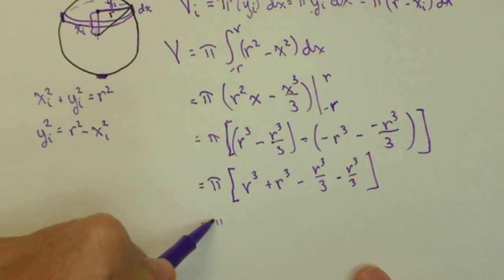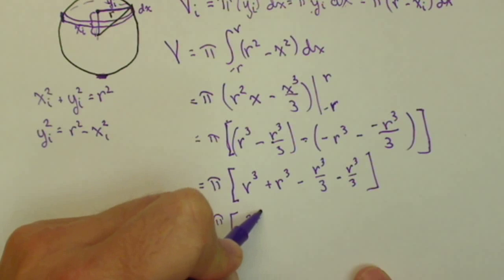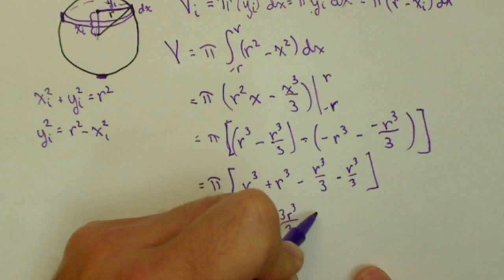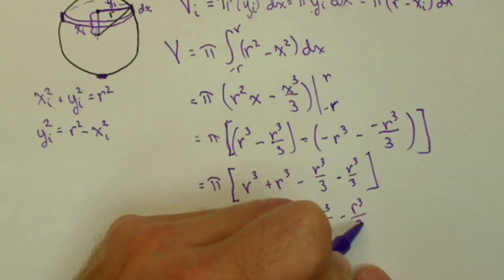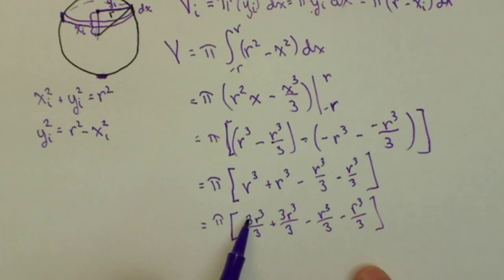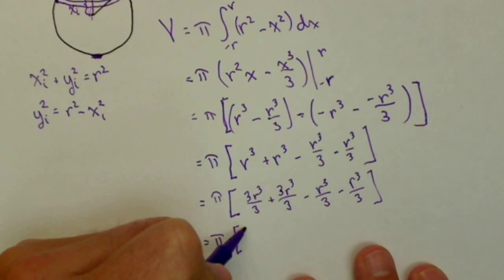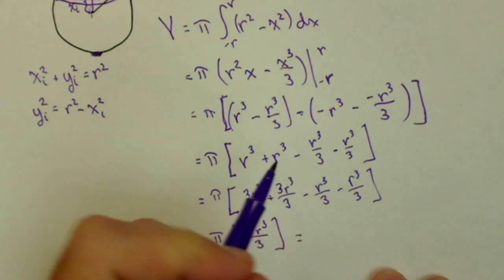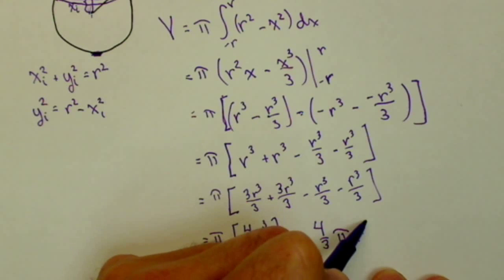Alright. Give these guys a common denominator, and we'll finish this off. This is going to be 3r cubed over 3 plus 3r cubed over 3 minus 1r cubed over 3 minus 1r cubed over 3. So, 3 plus 3 is 6, minus 1 is 5, minus another 1 is 4. So we have pi times 4 r cubed over 3, or there is the volume of a sphere of radius r, 4/3 pi r cubed.